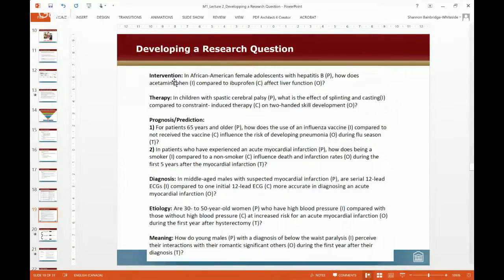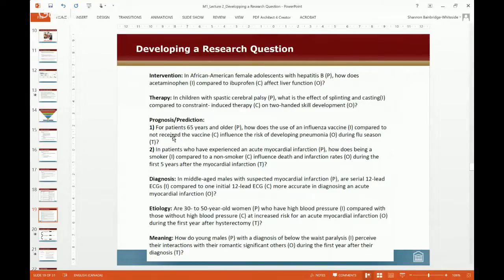So if we just look at the first one, an intervention, in this case, my patient population that I'm interested in are African-American female adolescents who have hepatitis B. The intervention I'm interested in is acetaminophen, and I'm comparing that to ibuprofen, and I'm ultimately measuring liver function. Okay, so those are the 4 components, and you can see it's written in a question, just like from the template. I'll show you an example where the time frame has been included.